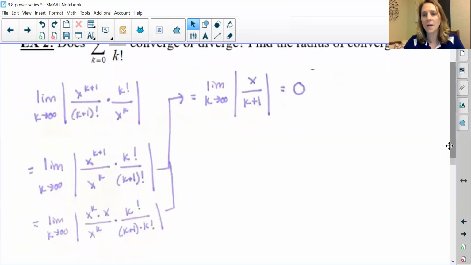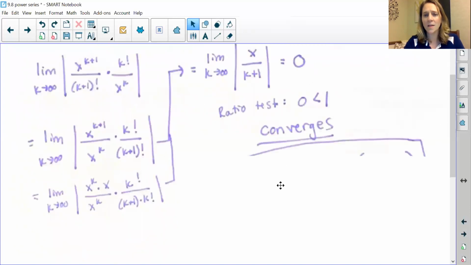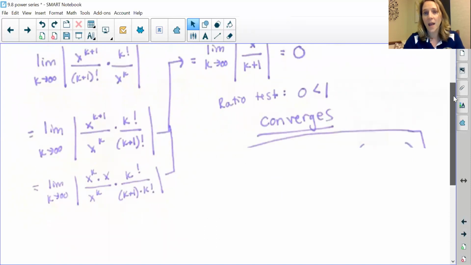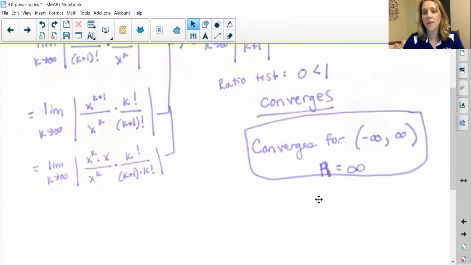So what's that mean? Well, the ratio test tells us that whatever the limit is, it has to be less than 1 in order for it to converge. Since the limit was 0, that's always less than 1. And so we can say it converges, and it's going to always converge. So since it always converges, it converges from negative infinity to infinity, and the radius of convergence is infinity.